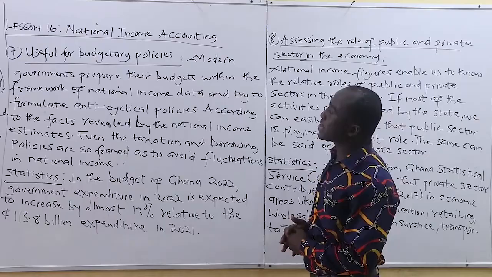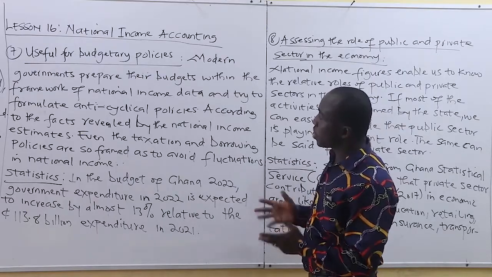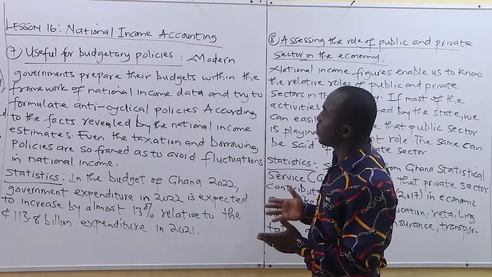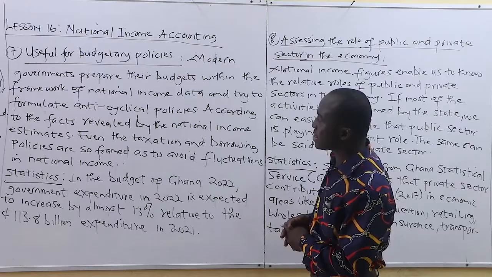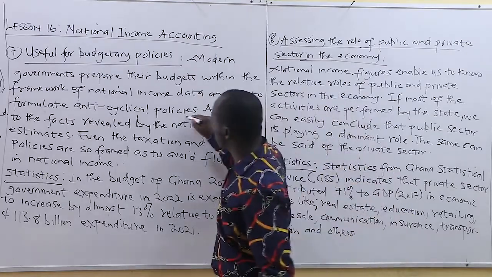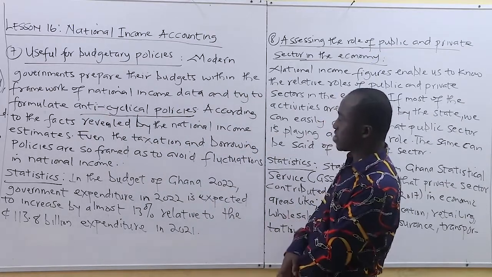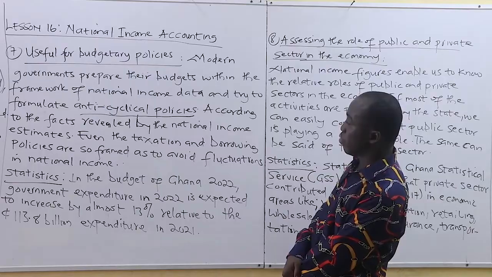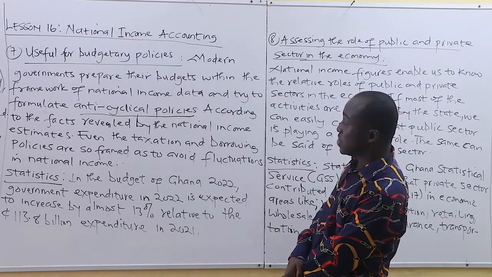It's useful for budgetary policies. Modern governments prepare their budgets within the framework of national income data and try to formulate anti-cyclical policies. So first, what are anti-cyclical policies? We're going to talk about it. According to the facts reviewed by the National Income Estimate, even taxation and borrowing policies are framed so as to avoid fluctuations in the national income.